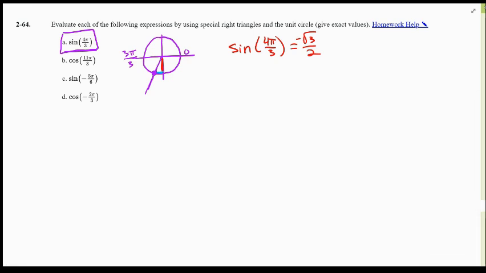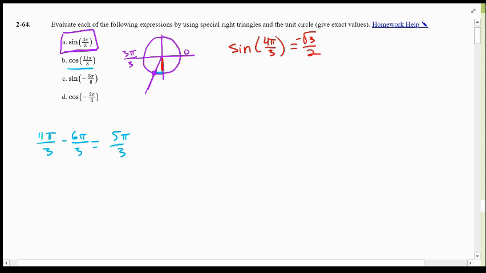The next one is cosine of 11 pi over 3. And to do that one, a couple things. If I wanted to use the unit circle, I need to find a coterminal angle that lands in the same spot as 11 pi over 3. So the first thing I'm going to do is subtract 2 pi to make it smaller, which is 6 pi over 3. When I subtract those two, I get 5 pi over 3.